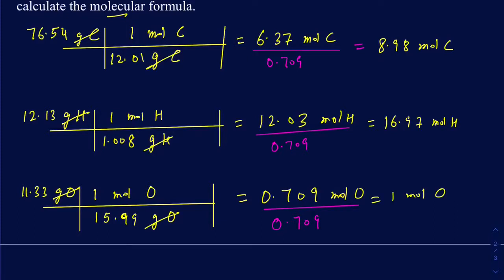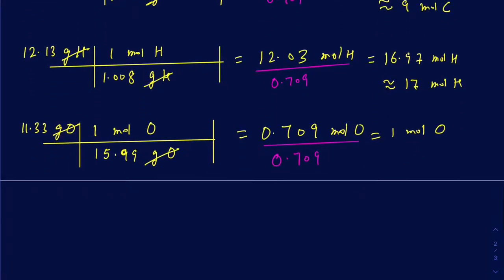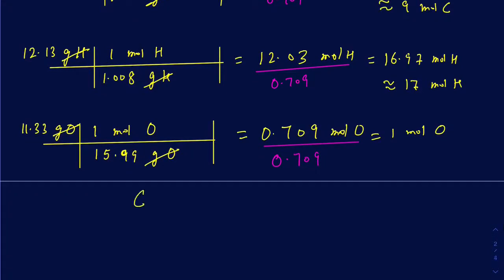So now, when we look at these moles, they're actually very close to a whole number. This 8.98, you can almost take that as 9 moles of carbon. The 16.97 is almost 17 moles of hydrogen. And then this is going to be 1 mole of oxygen. So your empirical formula becomes C9H17O1. So that's going to be your empirical formula.